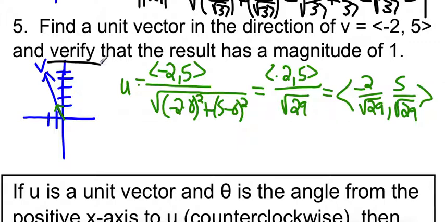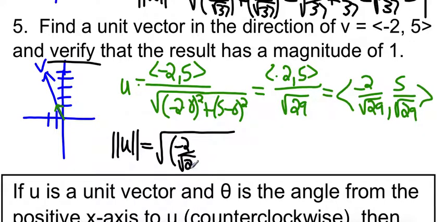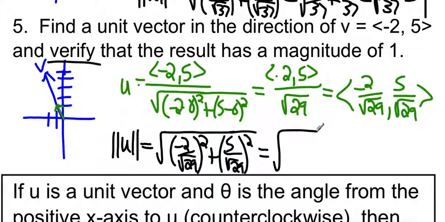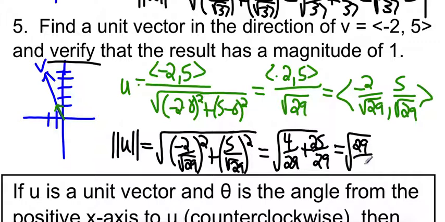Then we have to verify that this indeed has a magnitude of 1, so we're going to find the magnitude of u, again, just the distance formula. Now, technically it's negative 2 over root 29 minus 0. We don't need the minus 0. And then 5 over root 29, again, minus 0, but we don't need that. Okay, so negative 2 over root 29, if we square top and bottom, we get 4/29. On our second fraction, if we square top and bottom, we get 25/29. So this is 29/29, which is 1, and the square root of 1 is 1. So it is indeed a unit vector.